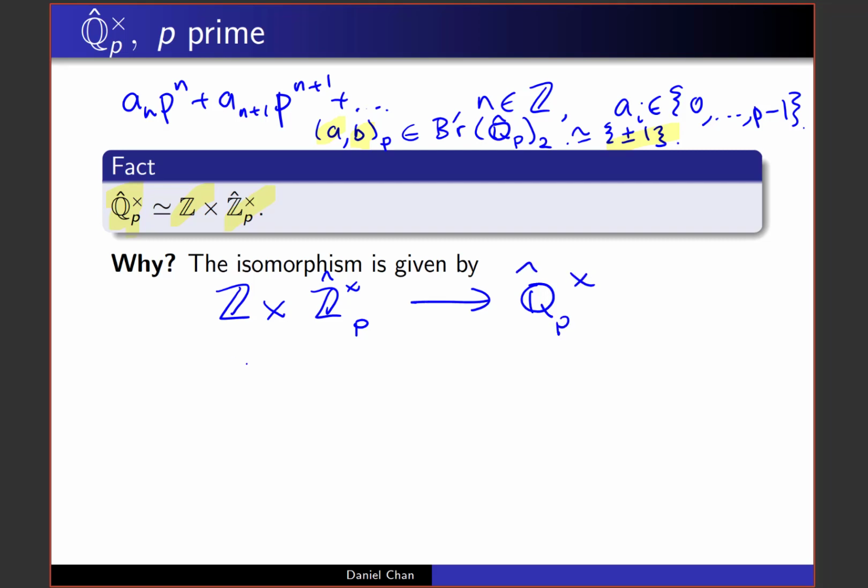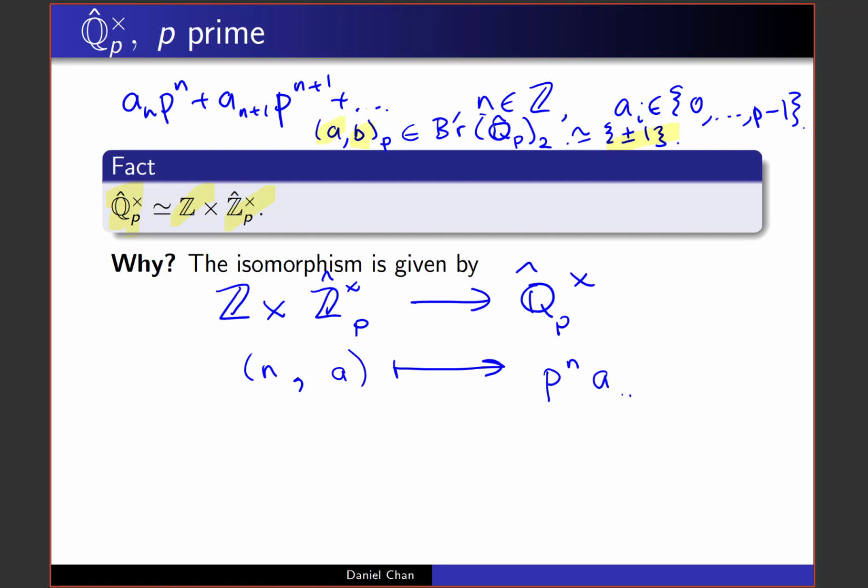So what does that do there? Basically, if you have an integer n, and, so what's Z hat P? Basically, they're just power series in P, so you're not allowing negative n's inside here. Suppose you have an element inside Z hat P cross, let's call it a. This gets mapped to p to the n times a.